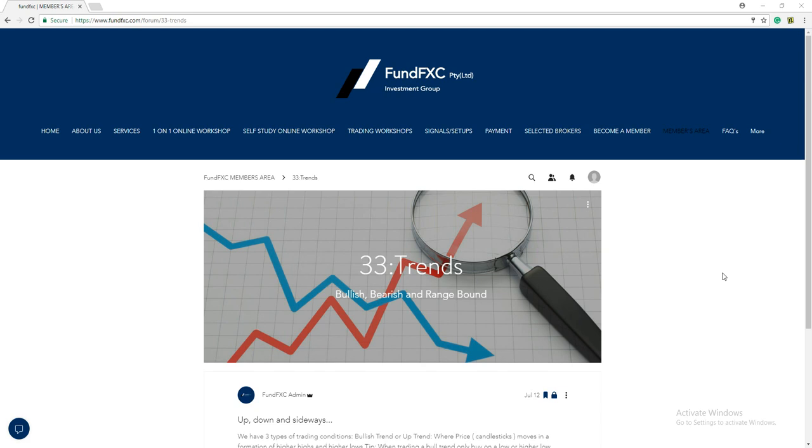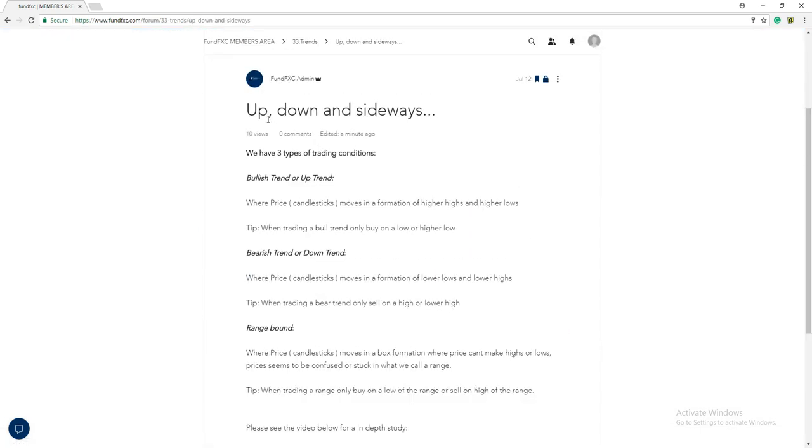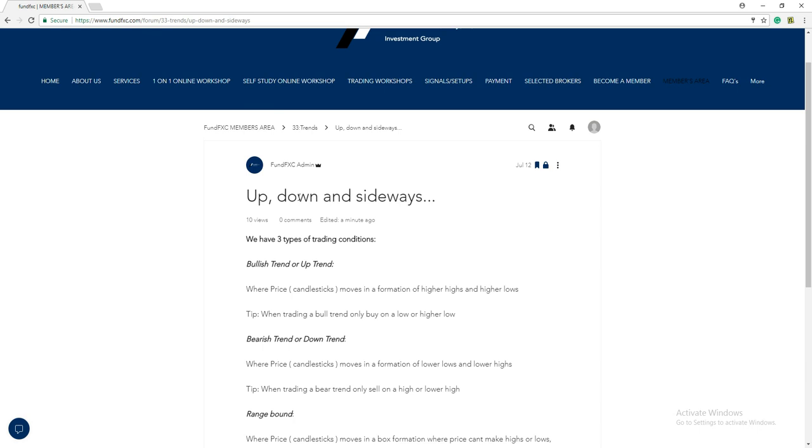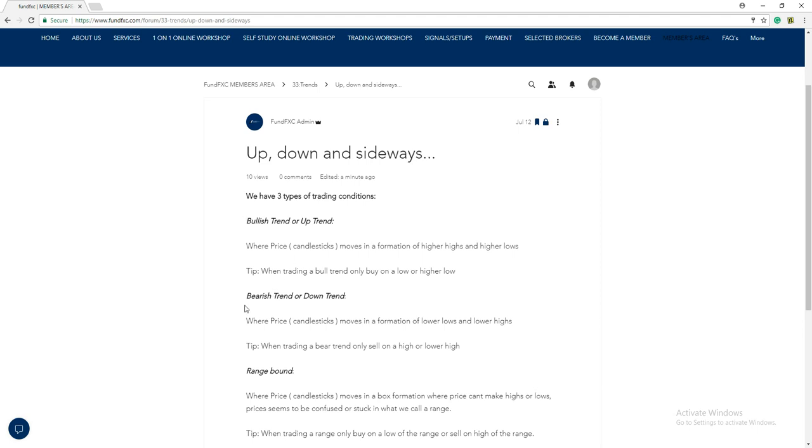Hi, and welcome to this chapter, Trends: Bullish, Bearish, or Range Bound. In other words, bulls means up, bears means down, and sideways means a range. So essentially we have a bullish trend, a bearish trend, and a range bound.